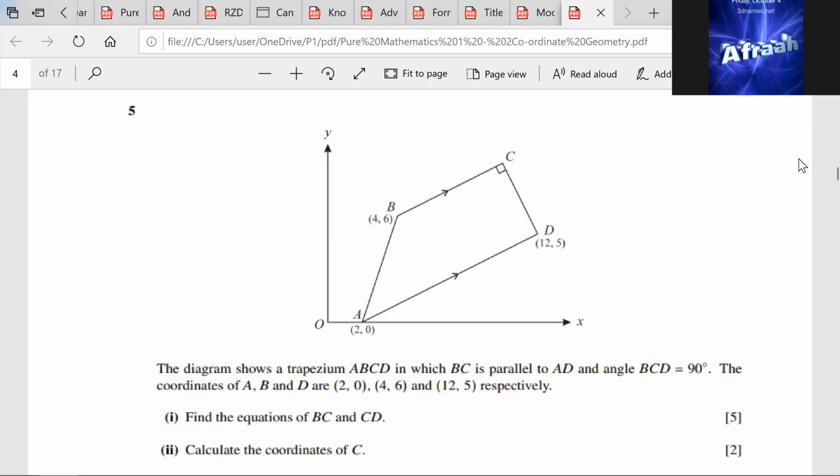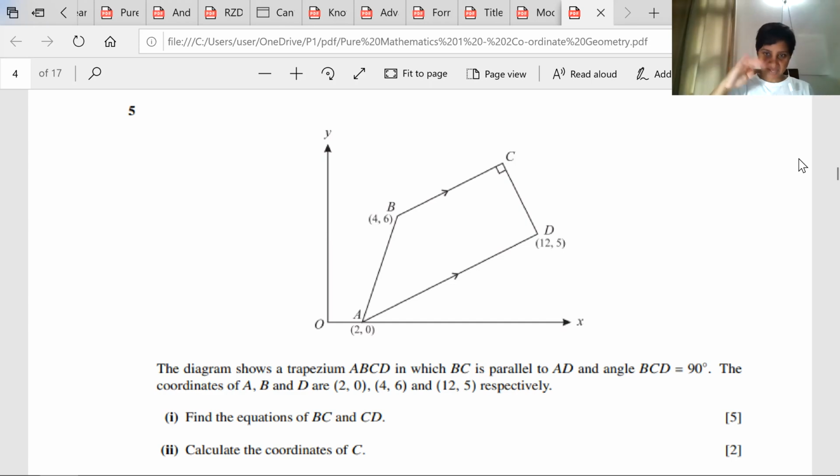Yes, Miss. And CD, y minus 5 equal negative 2 x minus 12. CD, y minus 5, x minus 12, those two pieces are right. Yeah, 5 marks, just like that.